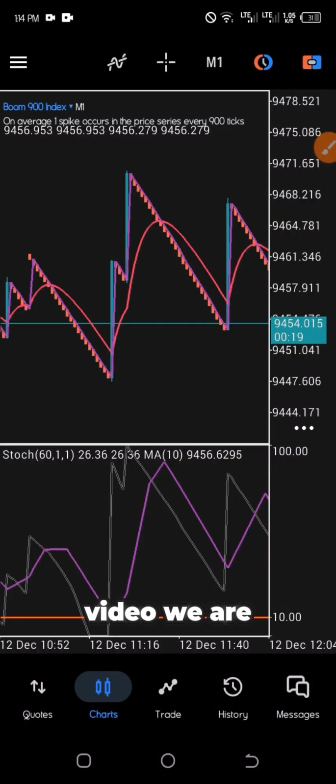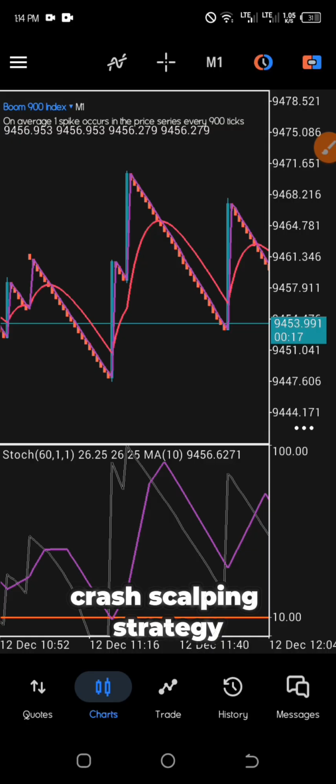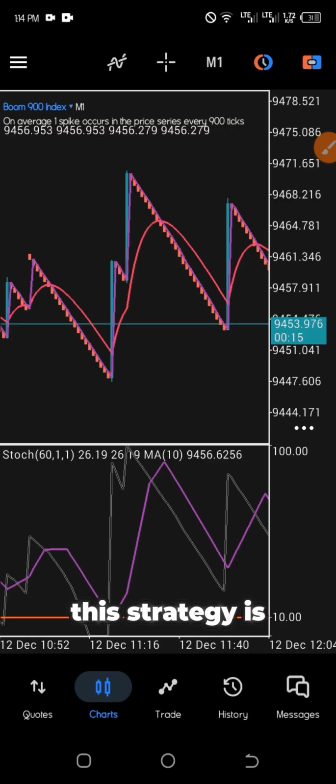So in today's video we are going to be looking at this boom and crash scalping strategy, and of course this strategy is very accurate. Okay, so I'm going to show you guys how the strategy works, and I'm also going to show you guys the settings for the strategy.